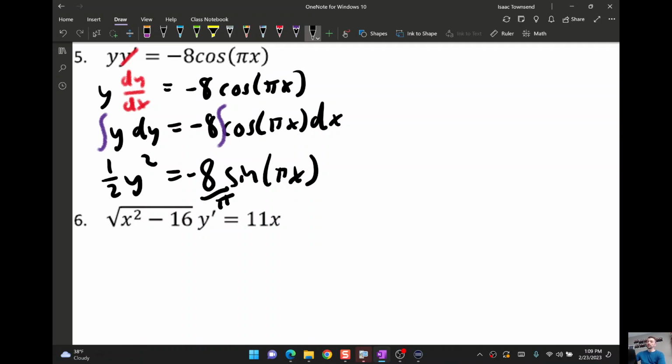Just check. Sine of something is cosine of something. Because of chain rule, I would multiply by a pi. So if I divide by a pi, those cancel, and it gives me this. Okay, what else did I say is going to show up in every single question?